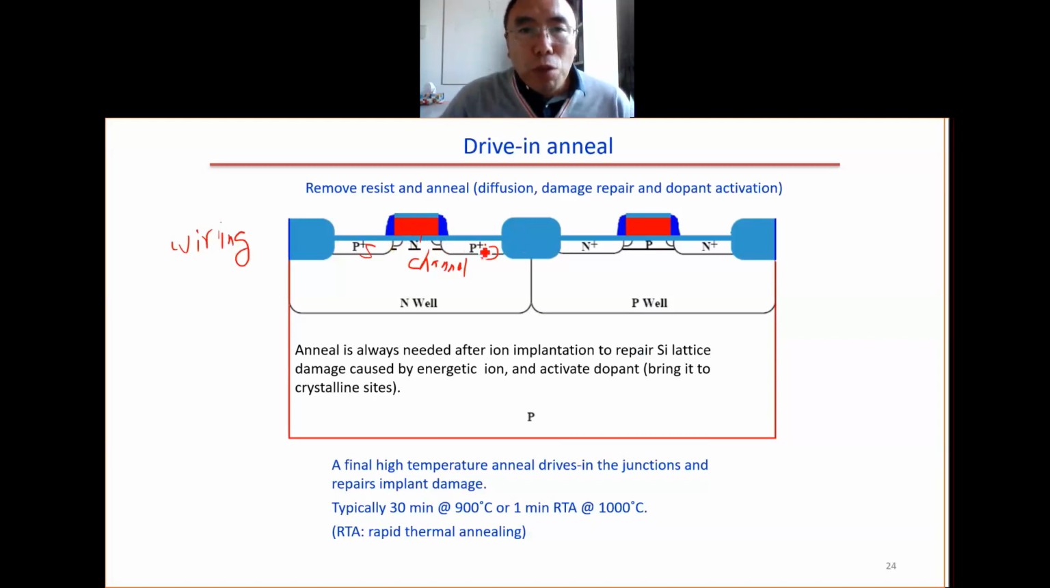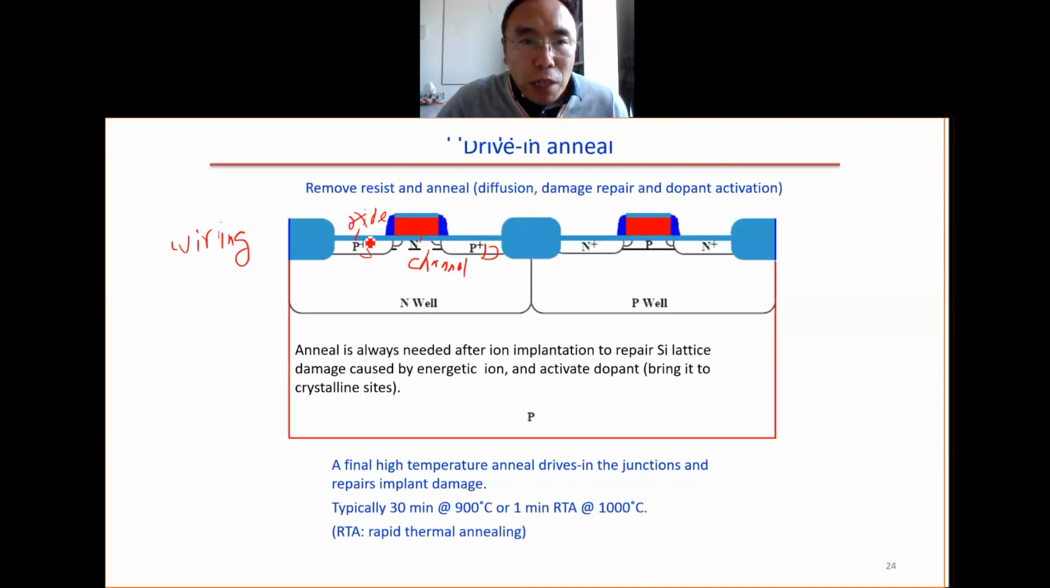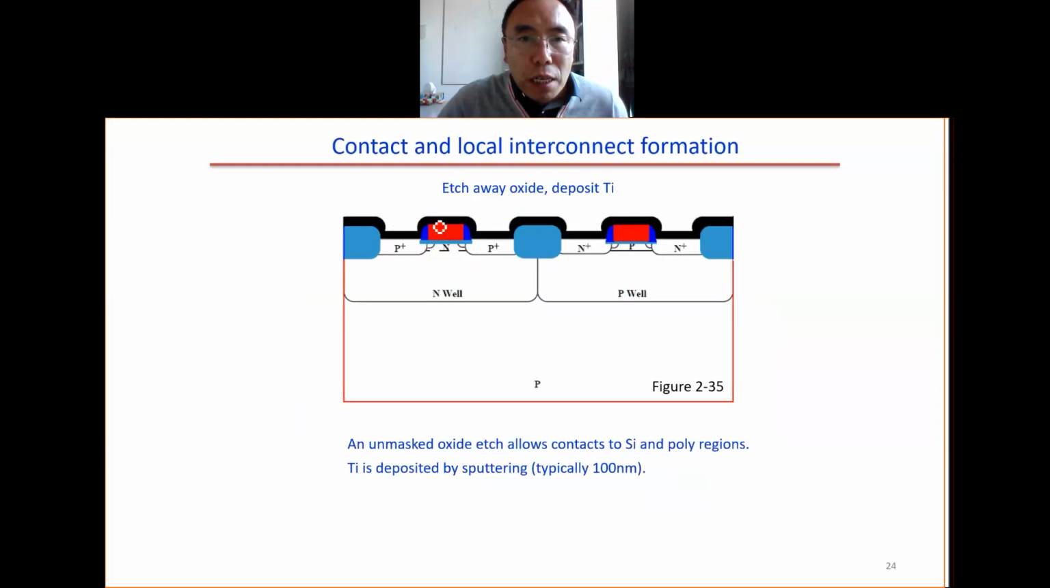So first, we need to remove this oxide. So we have an oxide here. We need to remove this oxide. Then we do the metal. We deposit the metal. So we first etch the oxide from this part, and also etch the oxide from here. Then we deposit titanium. So this titanium is typically 100 nanometers thick, deposited by sputter deposition.